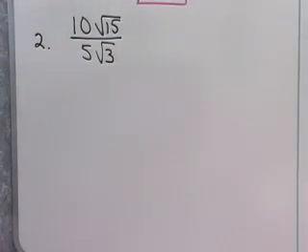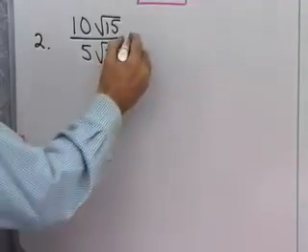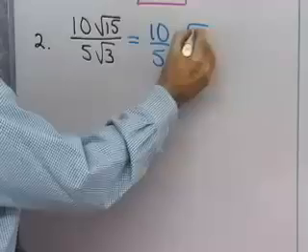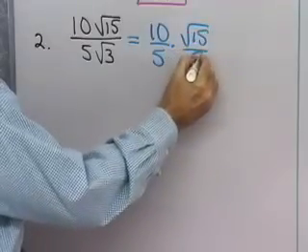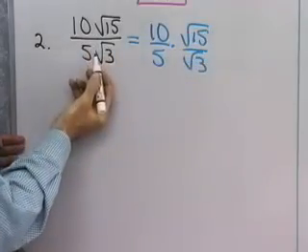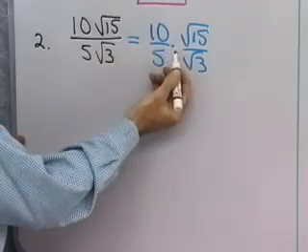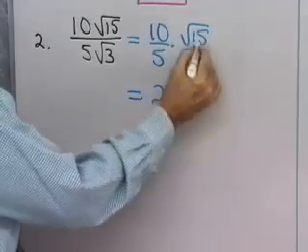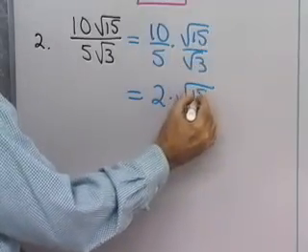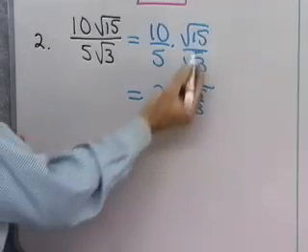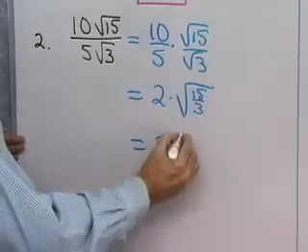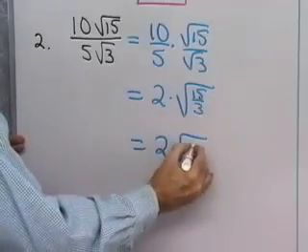Next problem, 10 square root 15 over 5 square root 3. I could do the same type of thing, but look, this is the same as 10 over 5 times square root 15 over square root 3, if I want to look at this as a multiplication problem with fractions in reverse. Now 10 divided by 5 is 2. Square root 15 over square root 3 is the square root of 15 over 3. I can use that property 2 for radicals in that direction. That's 2. Square root 15 divided by 3 is 5.